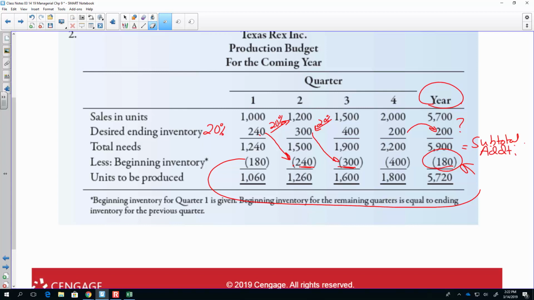But the addition has to be these two, right? I'm adding those two together. If you take 1,240 plus 1,500 plus 1,900 plus 2,200, it does not equal 5,900. And the reason it doesn't is that these ending inventory levels don't make it available to do that. So make sure on that last 5,900 number that you are doing that subtotal with an addition.